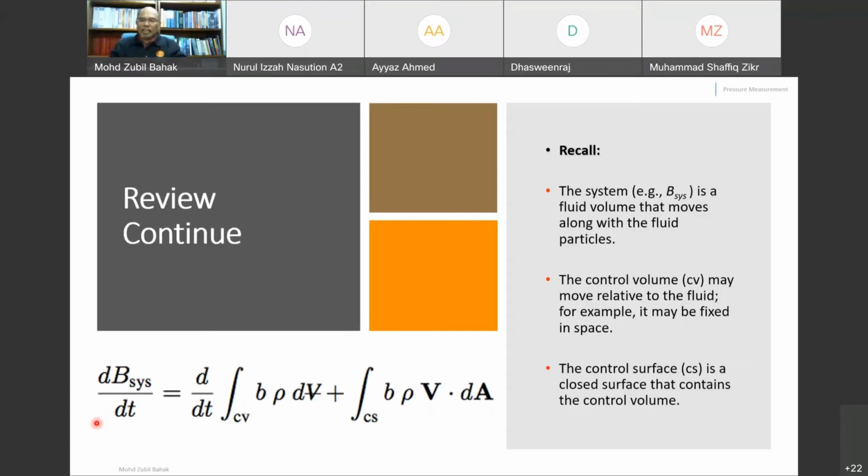The control surface is a closed surface that contains the control volume. This is just a review, right? We already discussed this in detail, and most of you already understood it. How do I know that? Because there are no questions from you. When there is no question, it means that everybody is happy and understands it. And when somebody asks you a question, you can answer it very fluently.